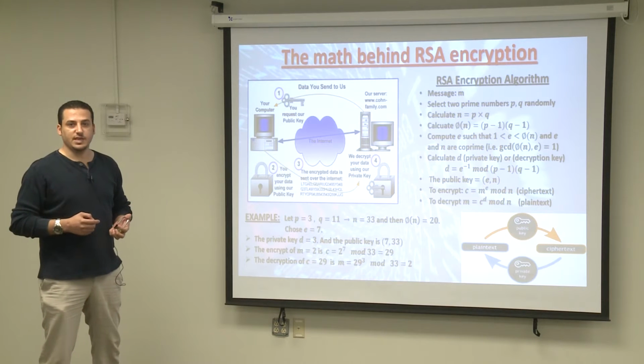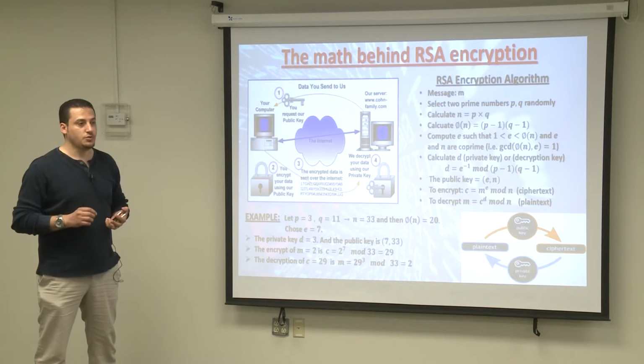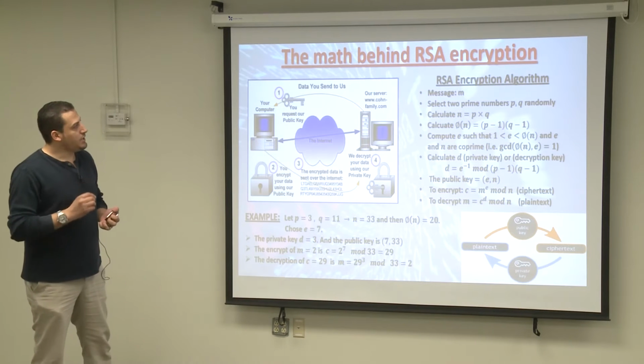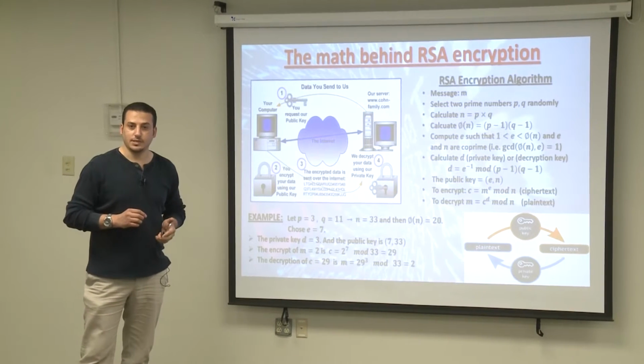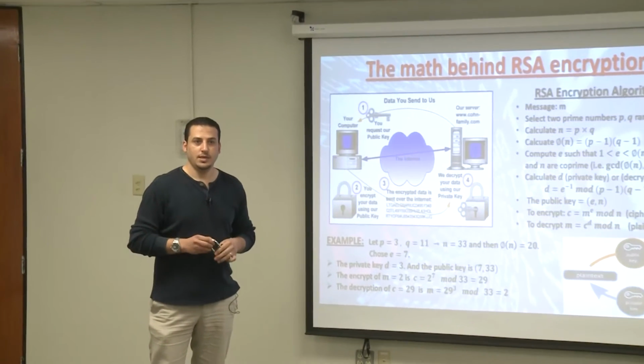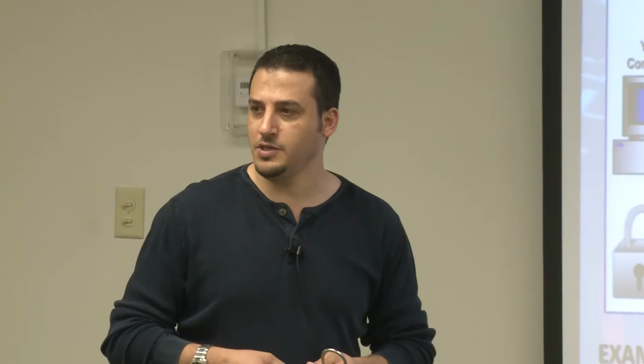In 1978, Rivest, Shamir, and Adleman introduced a cryptographic algorithm. The most important thing in that algorithm is something called the trapdoor function. A trapdoor function is a function that is easy to compute in one direction, but very difficult to compute in the opposite direction without using a special key.